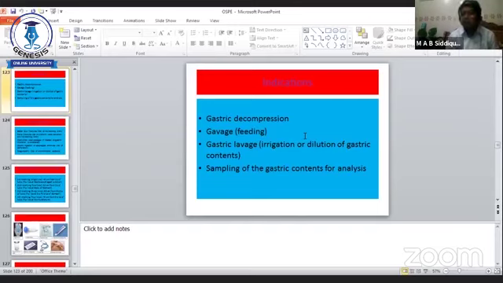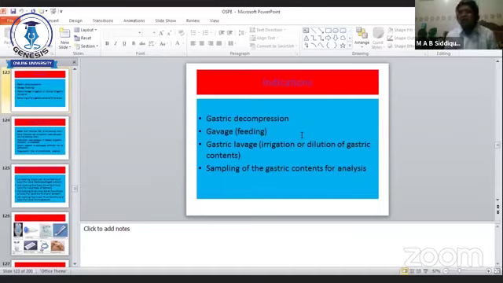And for feeding, there are several indications where we use the Ryle's tube or feeding tube for feeding purposes. And also gastric lavage, that is the irrigation or dilution of gastric content. It is one of the common uses in the surgical ward before gastric surgery.